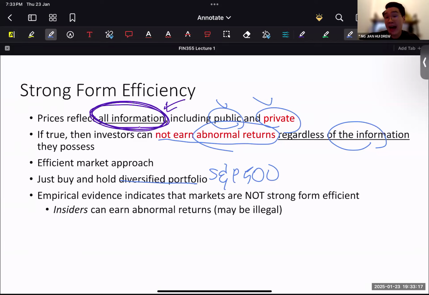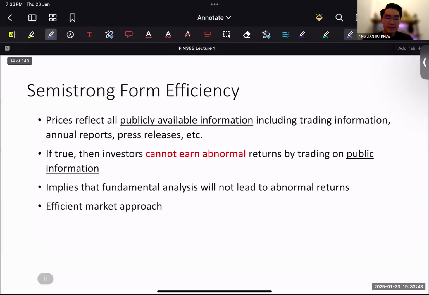Of course, this is a very extreme theoretical form. This is not true in the market, as you know, because if you have private information, you can earn a lot of money, right? And empirical evidence indicates that the market is actually not strong form. So this is just a hypothesis, right? That if it's considered strong form, then it's impossible to earn abnormal returns. Okay.